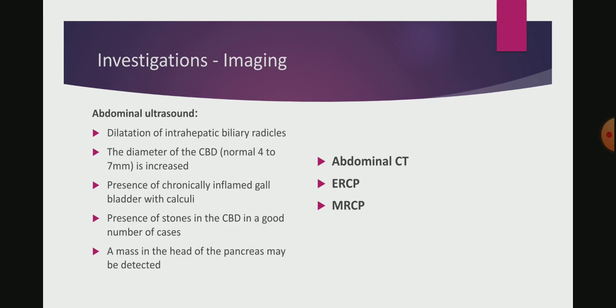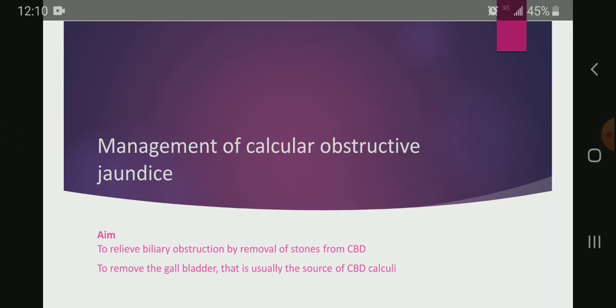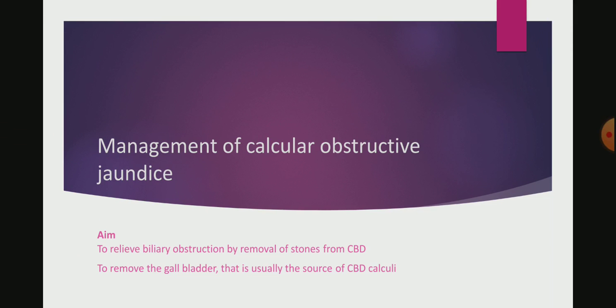Abdominal ultrasound is one of the imaging tools to see the causes of obstructive jaundice. Abdominal ultrasound shows dilatation of the intra- and extrahepatic biliary tree, the diameter of the CBD, a chronically inflamed gallbladder with calculi, and a stone in the CBD. A mass in the head of the pancreas may be detected. Abdominal CT scan, ERCP or MRCP are all used for diagnosis of common bile duct stone.